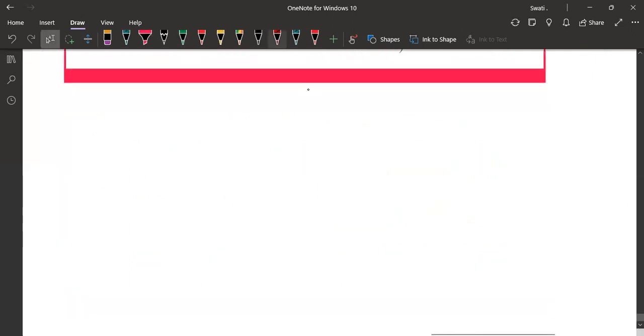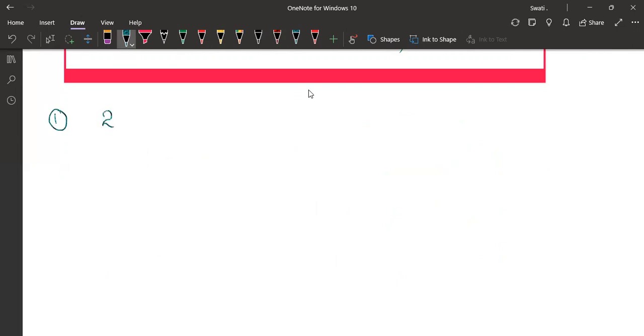So let's start with the first question. We have our first question where we have to simply simplify the following expressions. So here we are going to use different formulas as well.